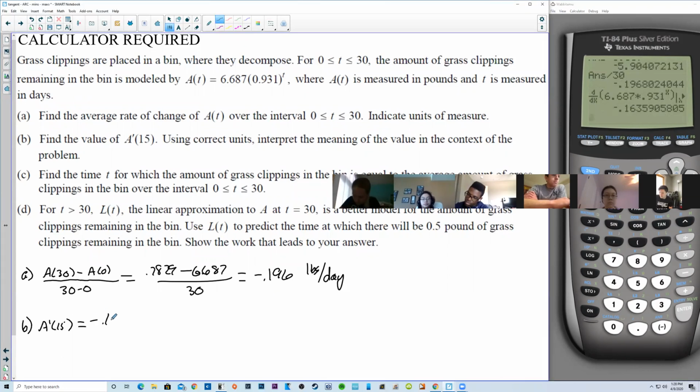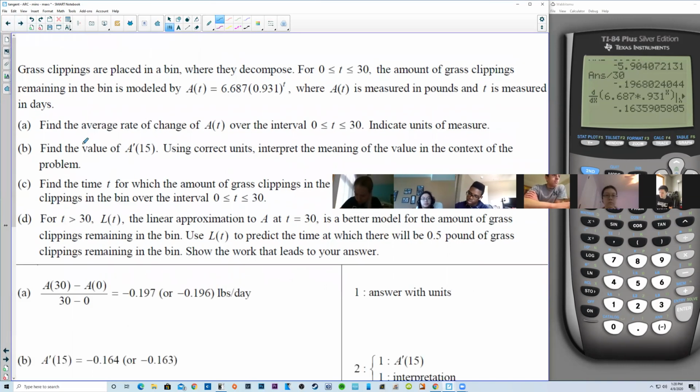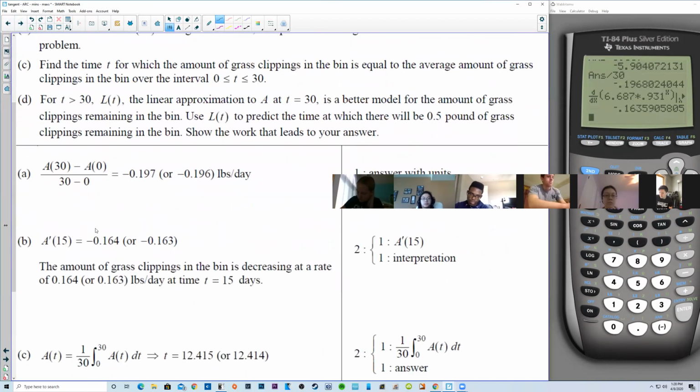So negative 0.163 or 0.164. Let's look at what they have for the answer for that. There's the value, but it says the amount of grass clippings in the bin is decreasing. So the amount is decreasing at a rate of 0.164 pounds per day at time t equals 15. It's important to say this is happening at t equals 15 because this number is specific to this value.